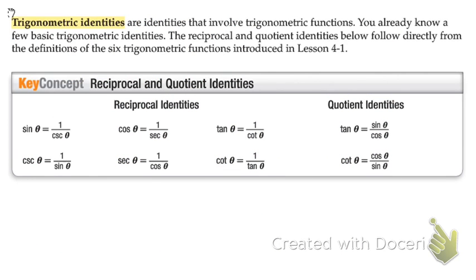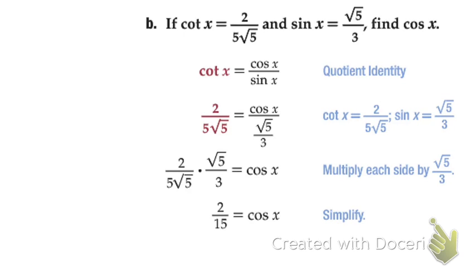So in looking at that, we have some identities to start with. These are more like definitions than even identities, with sine being 1 over cosecant, and then cosecant being 1 over sine. So we can flip those reciprocal values back and forth. So if we took something that starts with a given value, in this case we have cotangent of x defined for us as 2 over 5 root 5, and we're given sine and we want to find cosine.